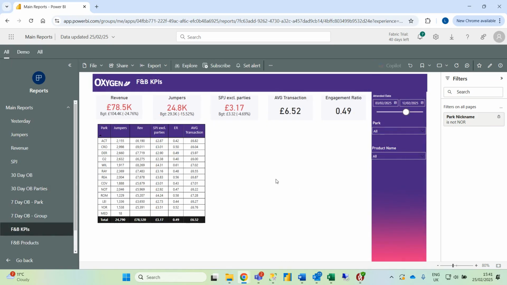Moving on to our F&B KPIs. So this will be everything to do with F&B. Anytime that you see revenue or jumpers or average transaction, it's all to do with the cafe. So we have specifically our spend per jumper excluding parties. Our average transaction is how many orders are in the cafe by how much revenue is being brought in, and the engagement ratio is how many jumpers are coming to make orders in our cafe, excluding our party jumpers. And we have a table here that's documenting all of these by park.